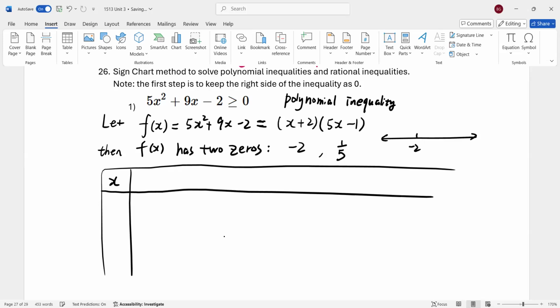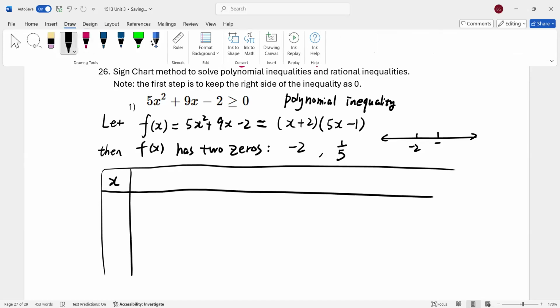Then let's say -2 is here, 1/5 is here. Then the two zeros would separate the whole domain into 3 parts or 3 intervals. The first interval from -infinity to -2. Second interval, -2 to 1/5. Third interval from 1/5 to +infinity. Okay, so the first row in my chart, I'm going to have the 3 intervals.